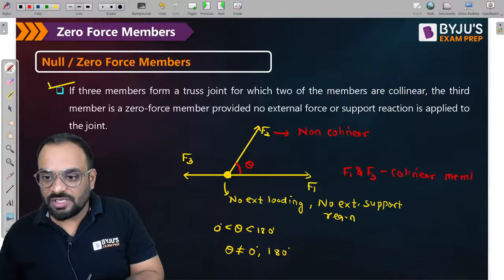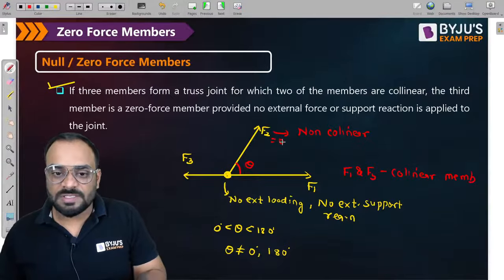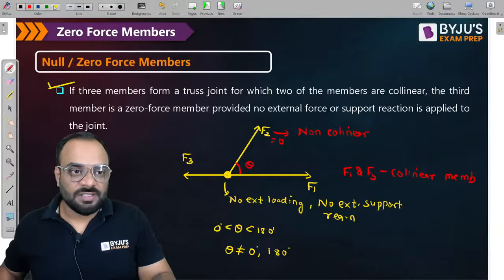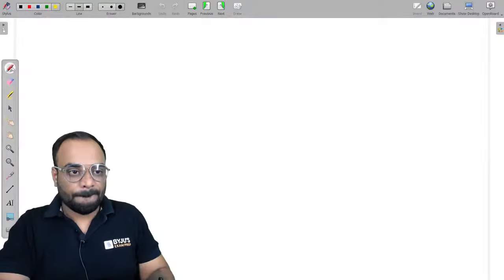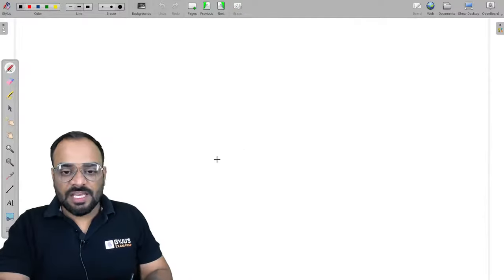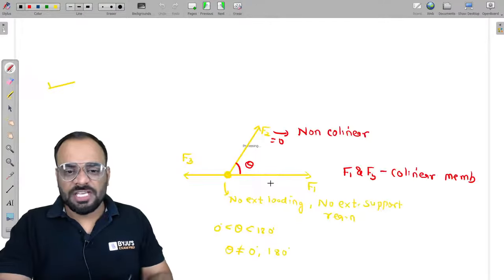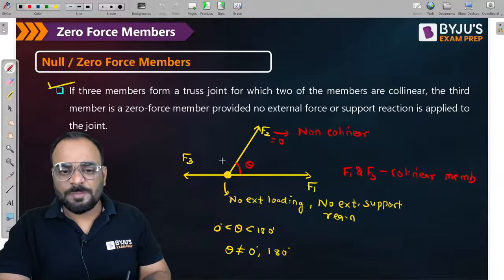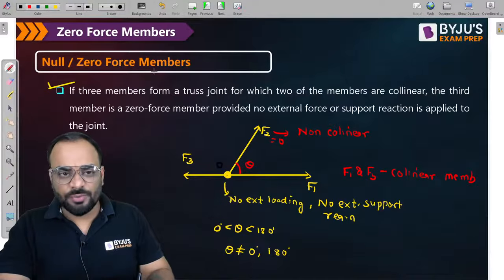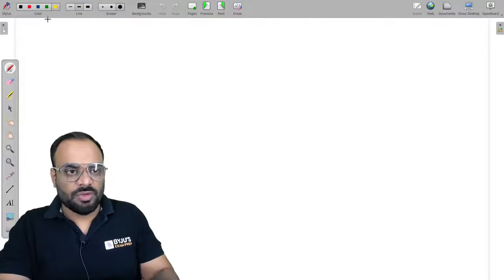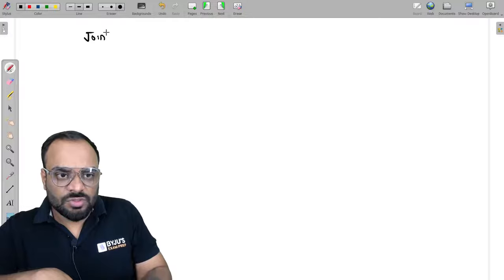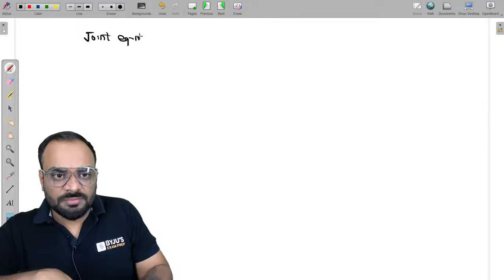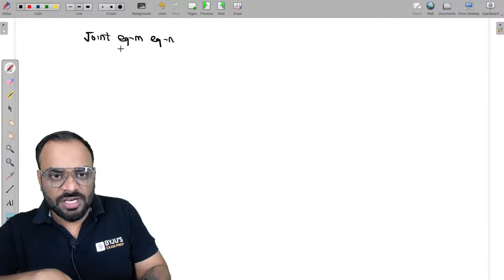So the force in the non-collinear member will become 0. Now how is it possible, sir? Let's solve it so that you can understand it. So guys, again we will apply the joint equilibrium equation at this particular joint. Let us consider joint O. So at this particular joint O, we will apply the joint equilibrium equation. Let's apply it.